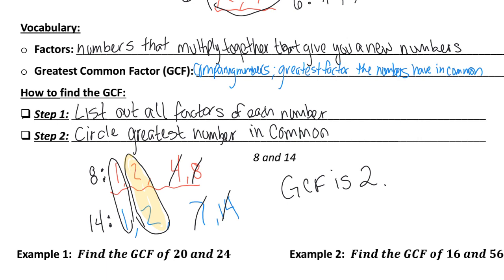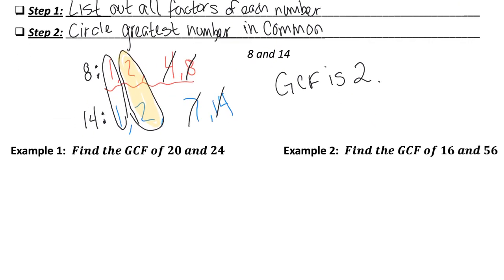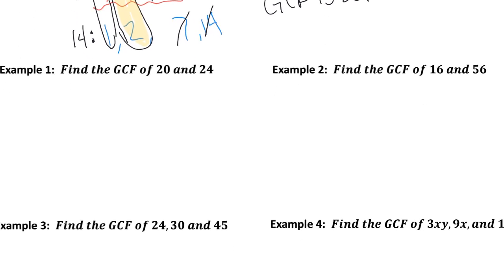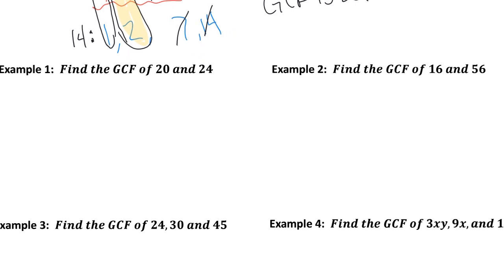Okay. So let's do one more together. Let's do 20 and 24. Then you're going to try example 2 and example 3 on your own. So again, I'm going to put 20 up here and 24 down here. And I'm going to think, I know 1 goes into 20. I know 2 goes into 20. 3 doesn't go into 20. But I know 4 goes into 20. 4 times what gives me 20?